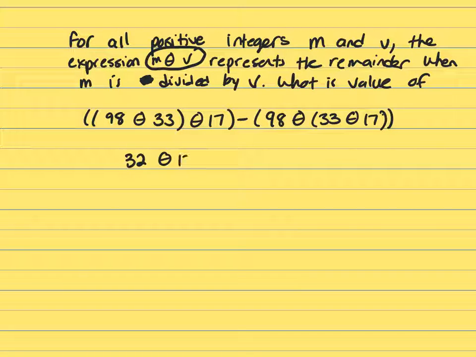And then you got divided by 17. Of course, we're following the order of operations and doing what's inside parentheses first. 33 divided by 17 will go once with a remainder of 16, because 17 times 2 is 34. So the remainder is 16. Notice how they're giving us nice numbers. 32 divided by 17. Once again, 17 will go into 32 once with a remainder of 15.